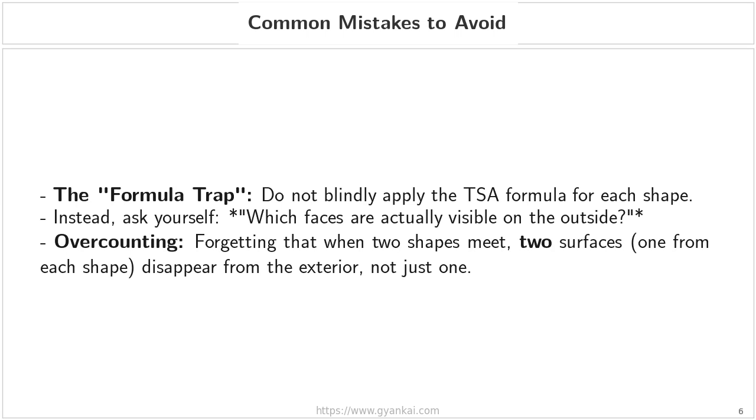Next, be very careful with overcounting. This is a subtle error that many students make. When two solids are joined, remember that it isn't just one surface that disappears. It is actually two surfaces, one from each shape, that are pressed together and hidden from view. If you only subtract the area of one base, your final answer will still be too large.